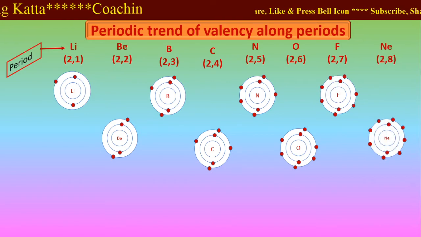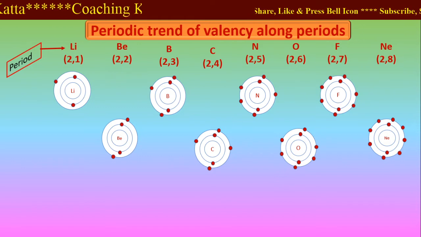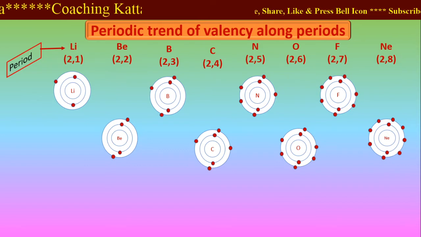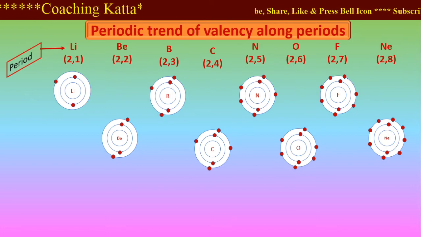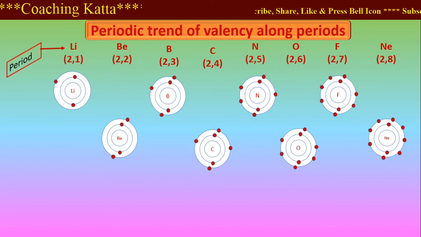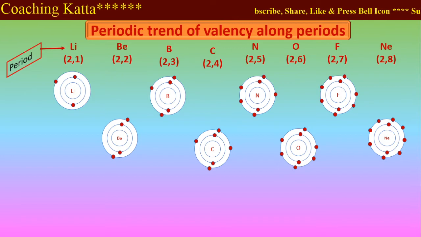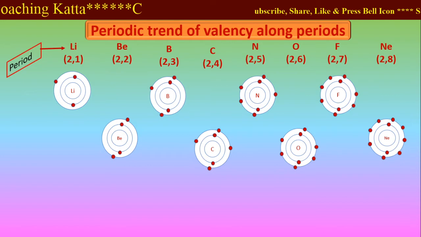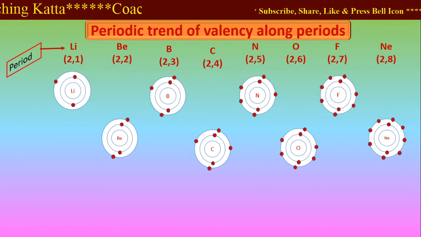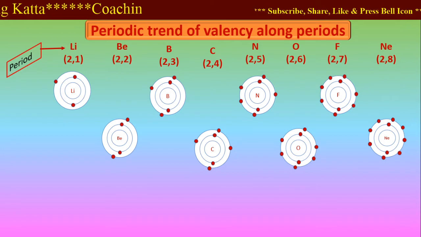Now, as per the definition of valency, let us find out the valencies of these elements. First consider lithium. Lithium has one valence electron. So it donates one electron and completes its duplet. So its valency is equal to 1. Beryllium contains two valence electrons. So it donates 2 electrons and completes its duplet, so its valency is equal to 2.